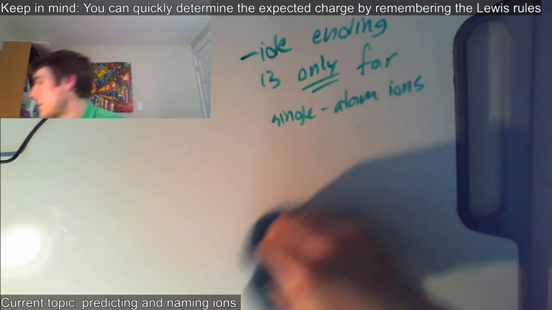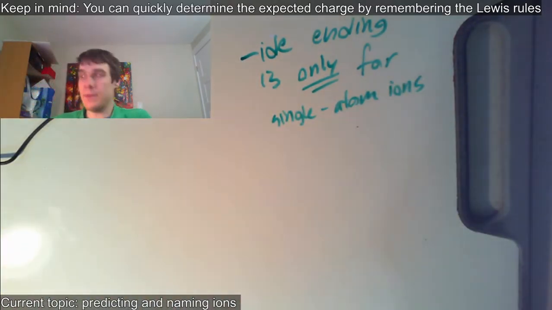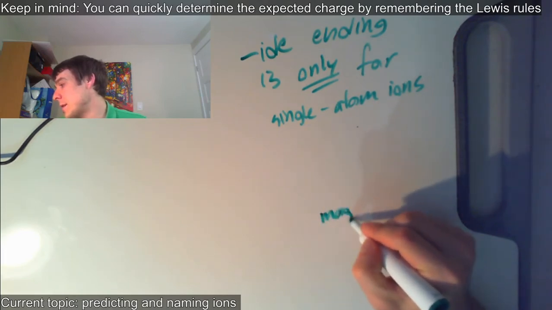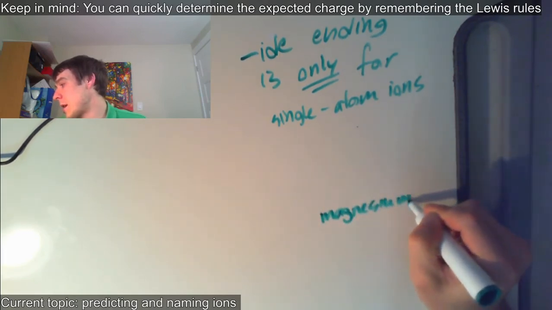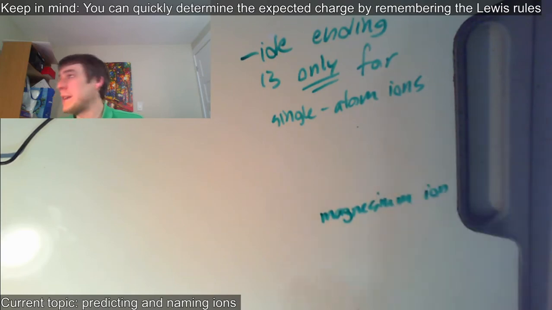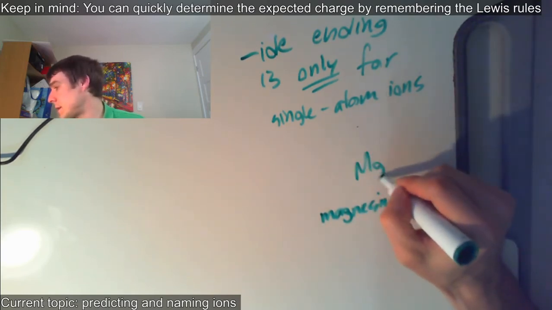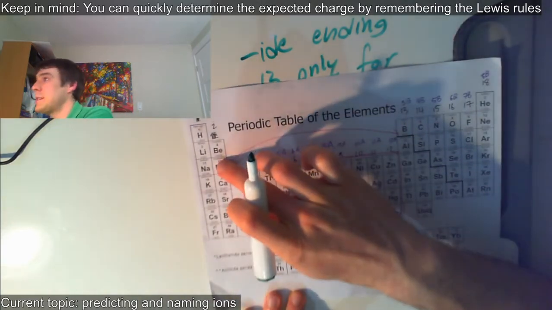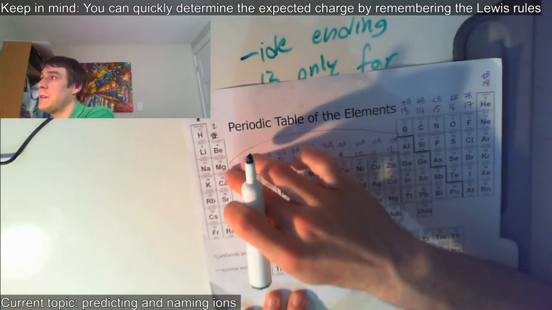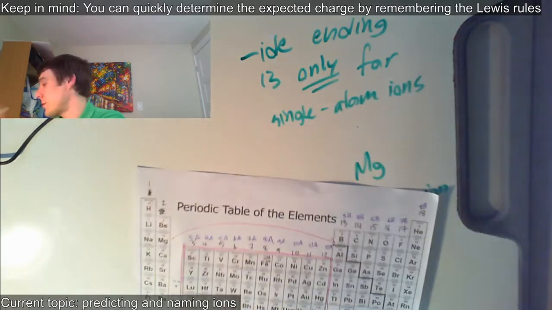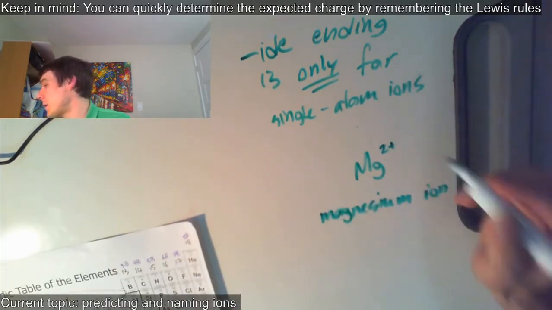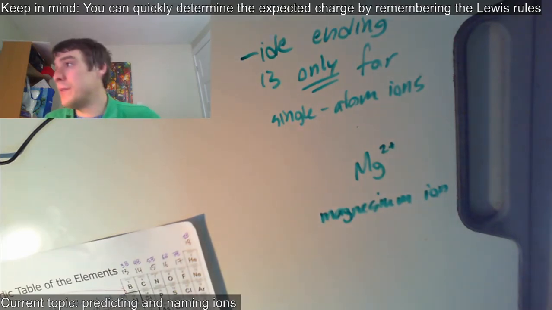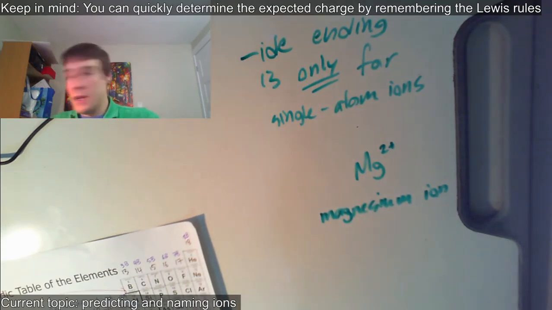In terms of positives, there's no special name for them. We just call it, like, magnesium ion. Right? If I say magnesium ion, you know that it's magnesium. And as far as a charge goes, we go to our table. Here's magnesium in the second row, row number 2. That's 2 valence electrons. It will have a charge of +2. That's magnesium, 2 plus. So that's our review of predicting and naming ions.